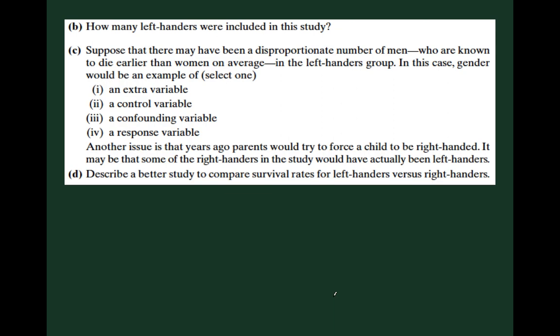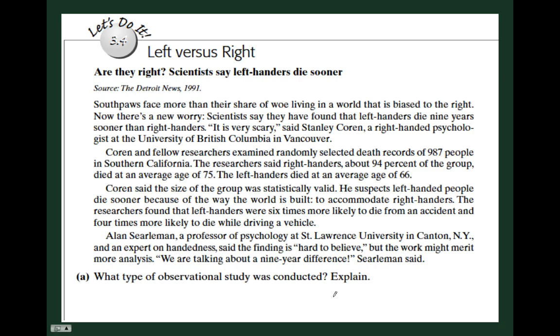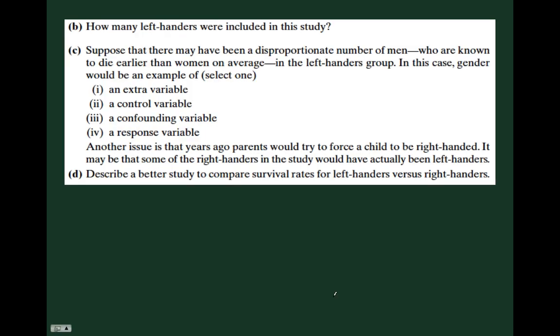How many left-handers were included in the study? Well, let's go back and take a look. Let's see. Right-handers are about 94% of the group. So that means 6% of the sample were left-handed. So 6% of 987 is about 59.22, or we'll call it 60. So about 60 left-handers in the group.